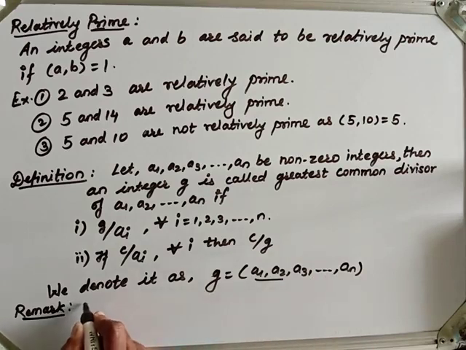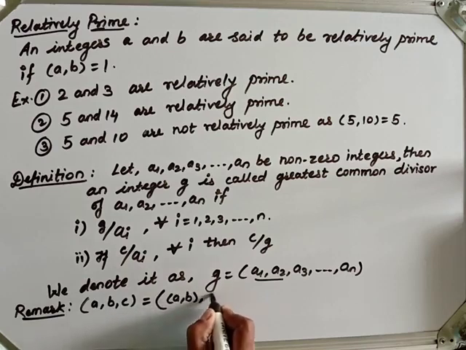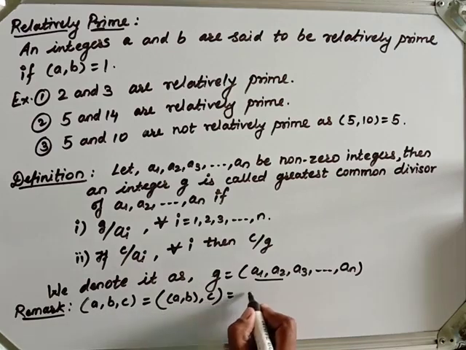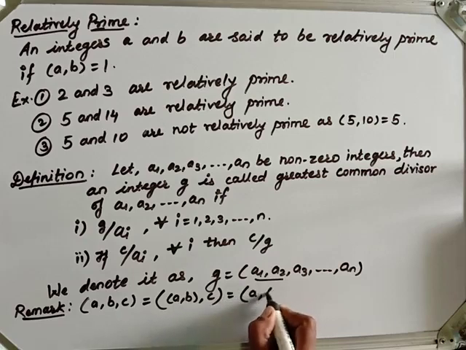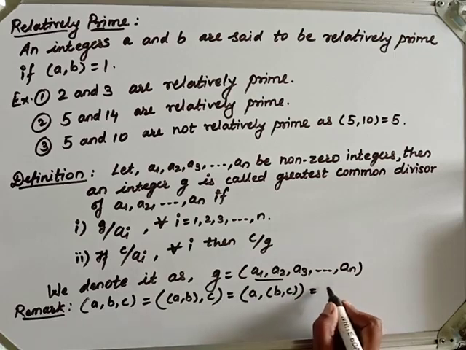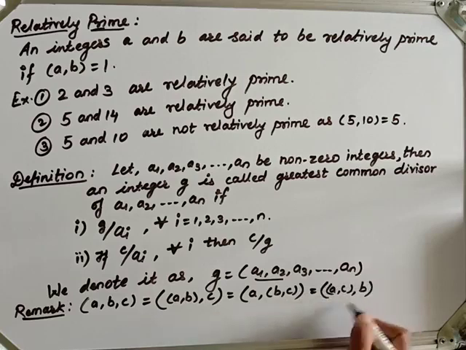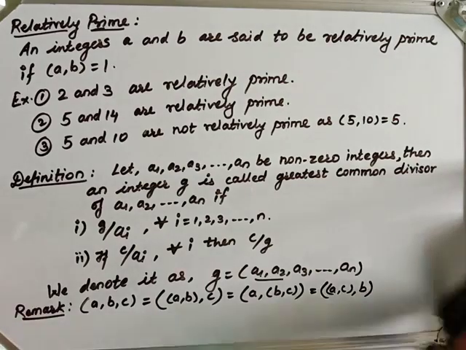Let me write a remark that the GCD of A, B and C, suppose three numbers, is the same as the GCD of AB with C, the same as the GCD of A with BC. We can pair them in any order. Also it is the same as the GCD of AC with B. The answer will be the same. Remember this.